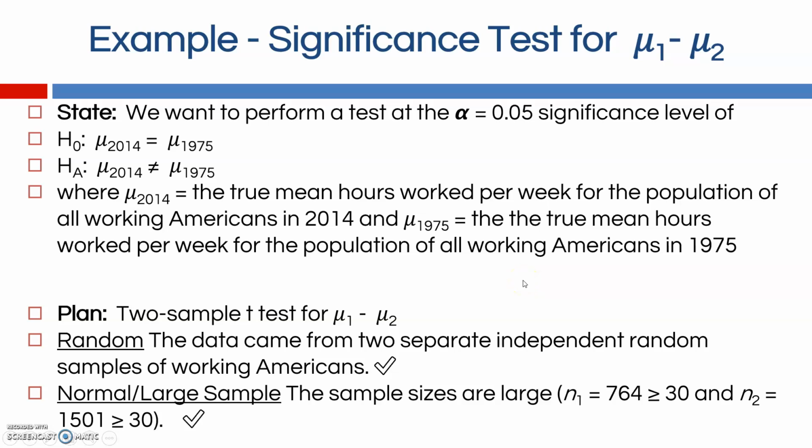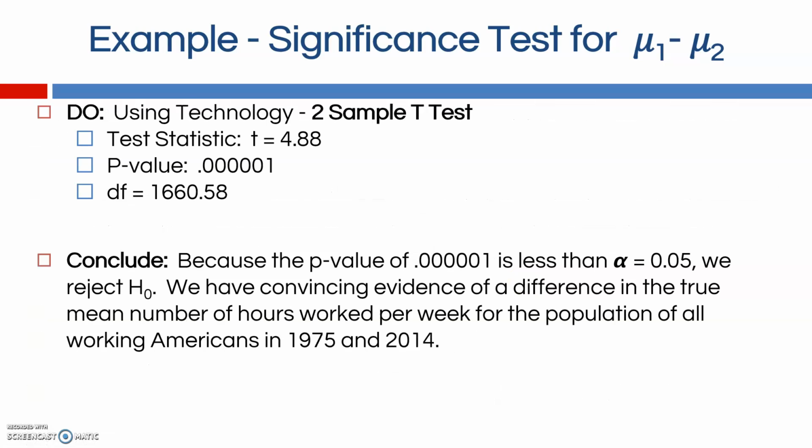All right, now we're going to get to our do step. So on your TI, you would use the two sample t-test. So this is all you have to write down. You write down the test statistic, the p-value, the degrees of freedom. That's all you need to do, is write down what test you're using.